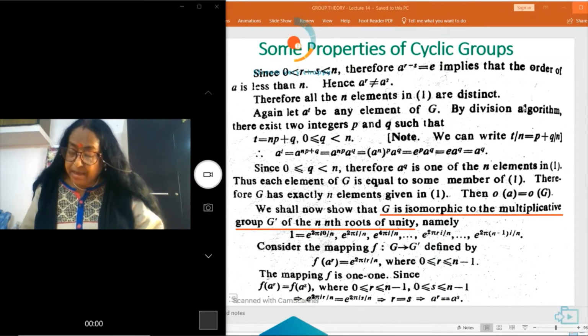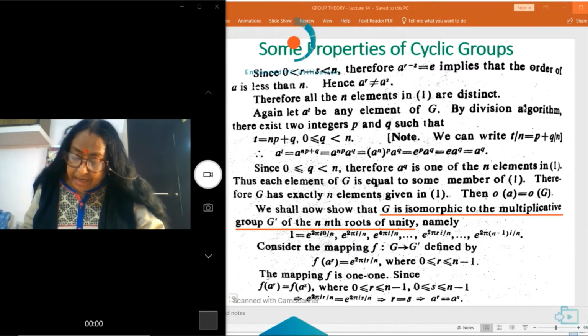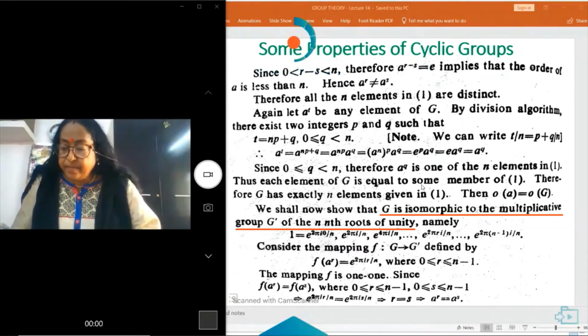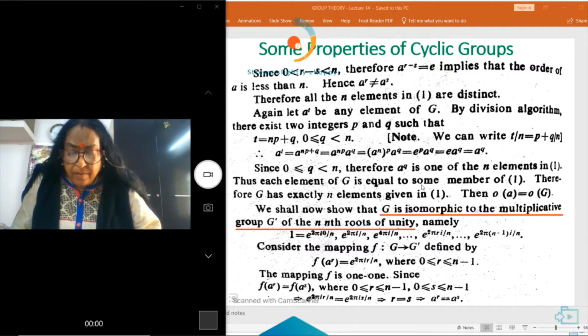Since r minus s belongs to 0 to n, therefore a to the power r minus s is equal to e, which implies that the order of a is less than n. Hence, since the order of a is n, that is, n is the least positive integer so that a to the power n is equal to e. So here a to the power r minus s is equal to e and r minus s is less than n. Hence, all the elements of A are distinct.